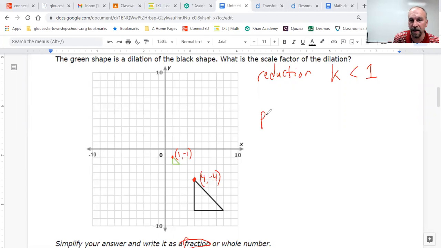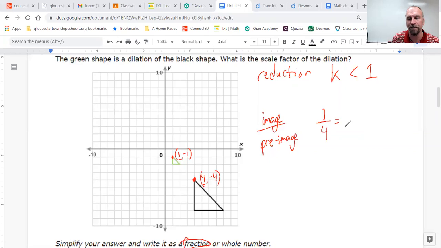So if I divide the coordinate of the image divided by the coordinate of the pre-image, I can pick the x's or the y's, it doesn't matter. I'll pick the x's because they're both positive. It just makes it easier. So the x of the image is 1, and the pre-image is 4. So it's 1 divided by 4.